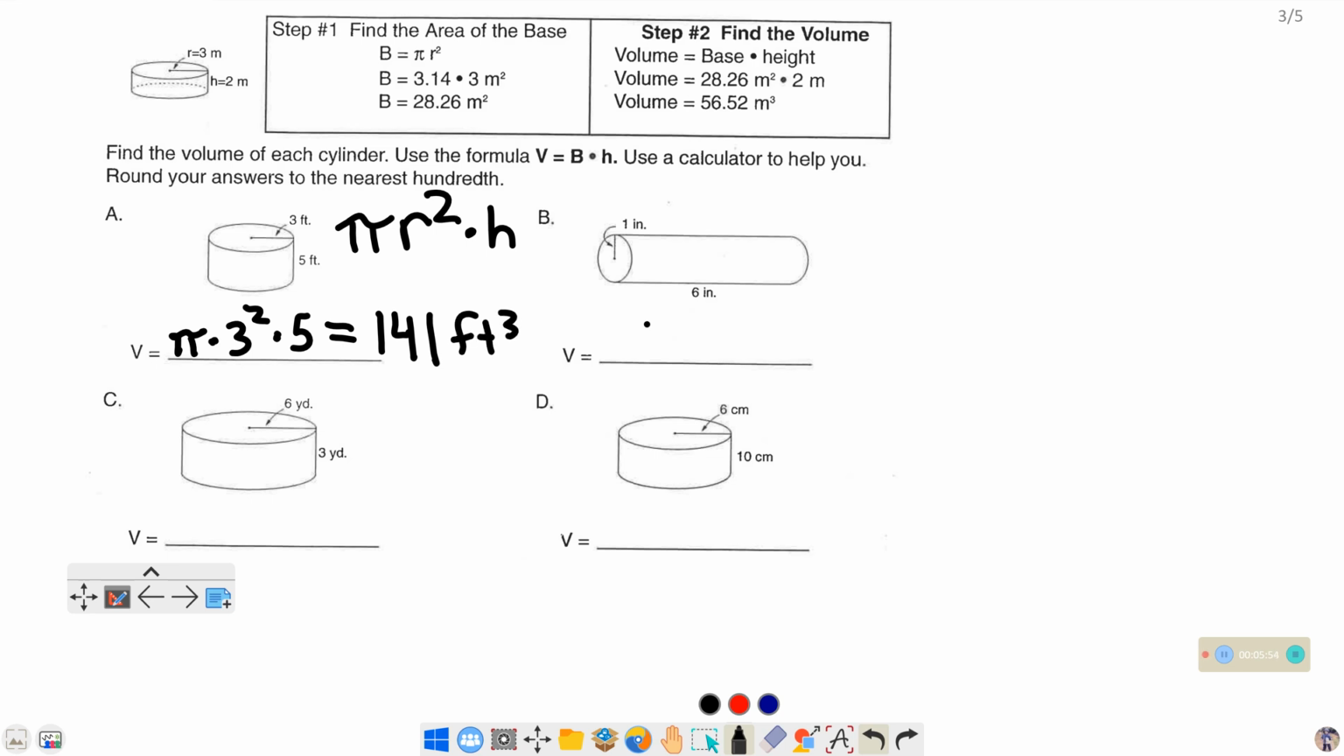Okay? Each problem on this page is the same. Pi r squared h. Go ahead and write what you are multiplying and round your answer to the nearest whole. I know the paper says 100. Okay? Go ahead, pause your video to complete this page.